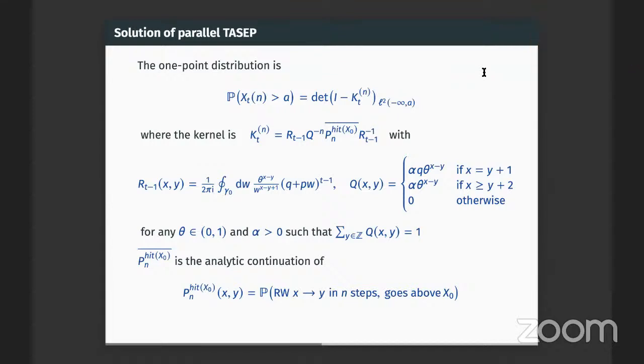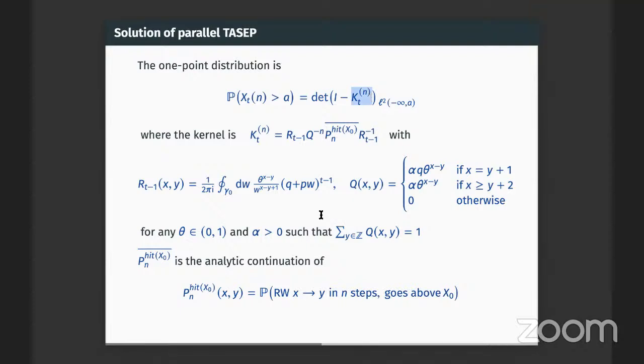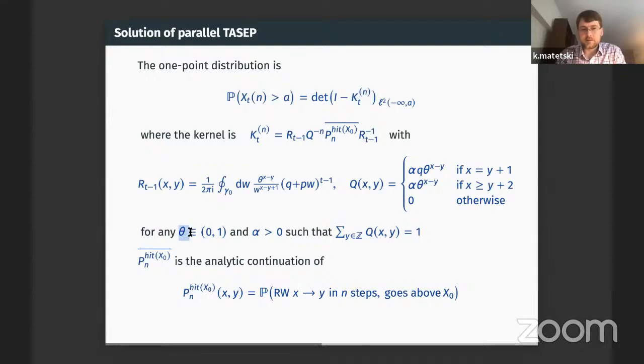Sorry, what does it mean for any theta and alpha? Does it depend on theta or alpha? Oh, it is for any theta, but then for alpha such that Q is a probability distribution. And the result doesn't depend on theta. Yeah, so the discrete formula doesn't depend on theta. So more or less, when we introduce theta, it is the same as conjugating the kernel inside the Fredholm determinant by powers of theta. This conjugation doesn't change the kernel. So on the discrete level, theta doesn't play much of a role.